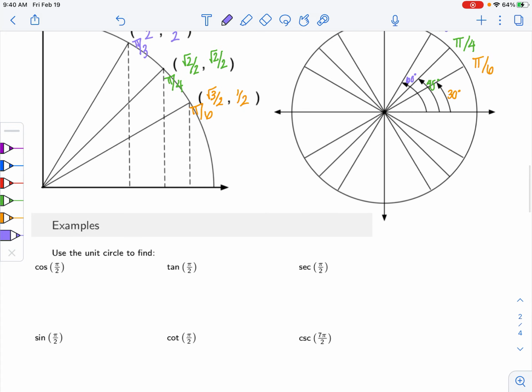Here's a couple examples we're going to try. I'm going to draw quickly my unit circle. I'm sorry, my XY axes. Unit circles are all up there. Quickly put in the sine is 1, negative 1, 0, 0. The cosine will be 0, 0, negative 1, 1. Looking at our first one, cosine of pi halves. Well, pi halves starts at the x-axis. Heads up here. Cosine of pi halves, we've done that one, is 0.